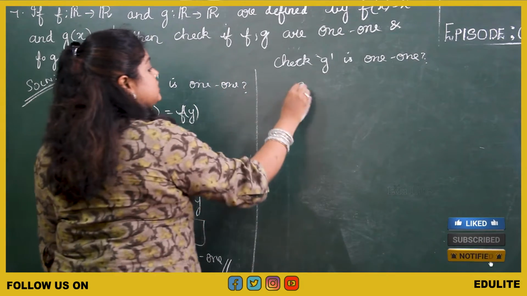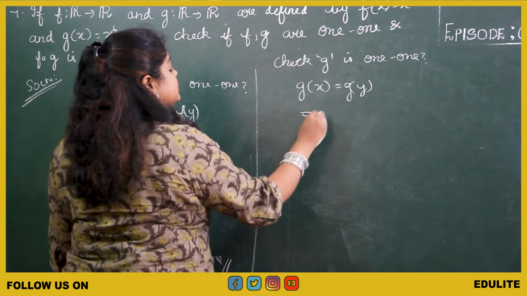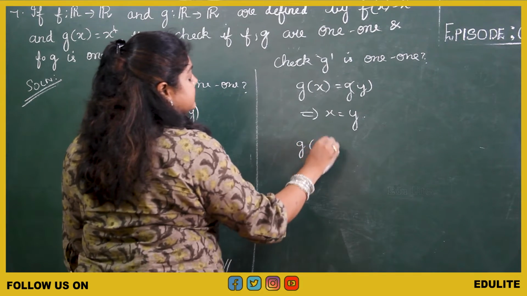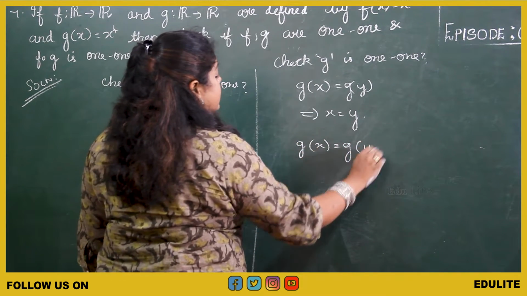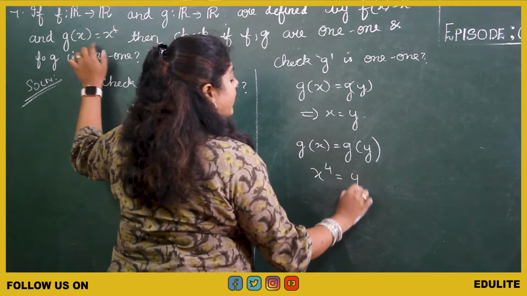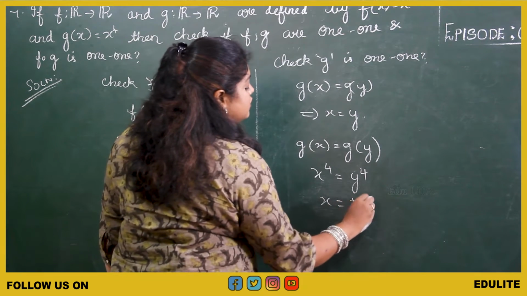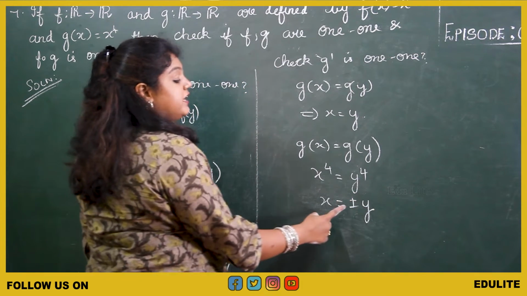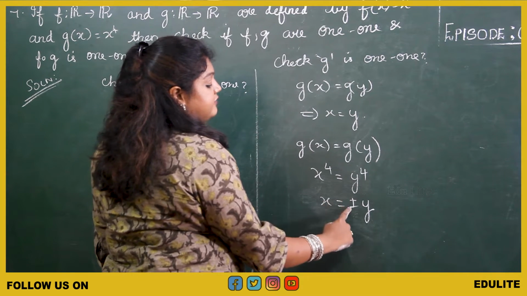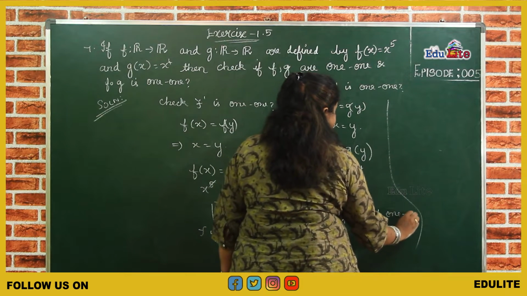So same, g of x is equals to g of y, let us take. If it implies x equals to y, then g is one-to-one function. So g of x is equals to g of y. G of x is x power 4. G of y will be y power 4. So if I take the fourth root, it will become x is equals to plus or minus y. So the image is not unique. That is, for one x we have two y's. Therefore, g is not 1-to-1.